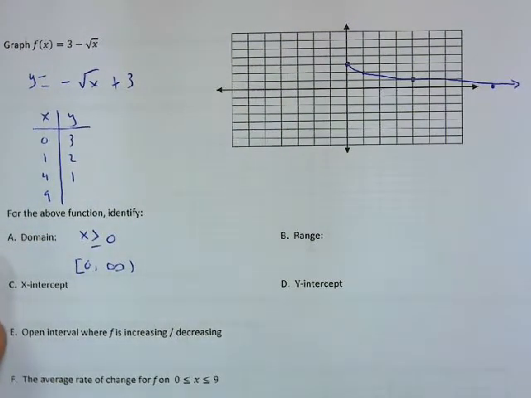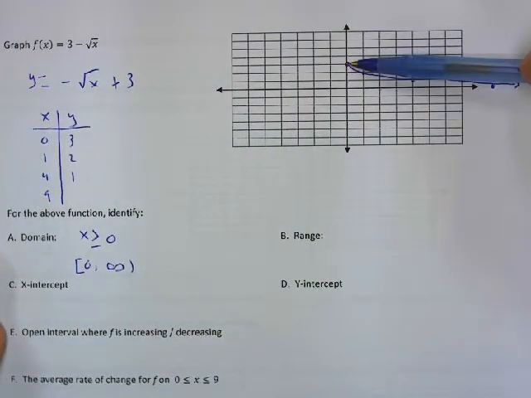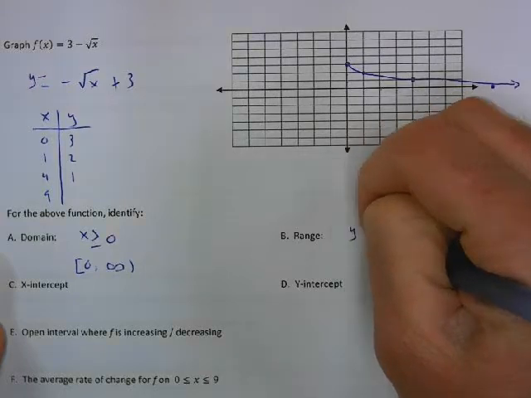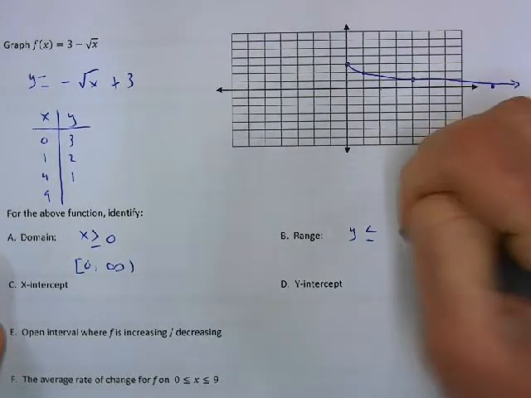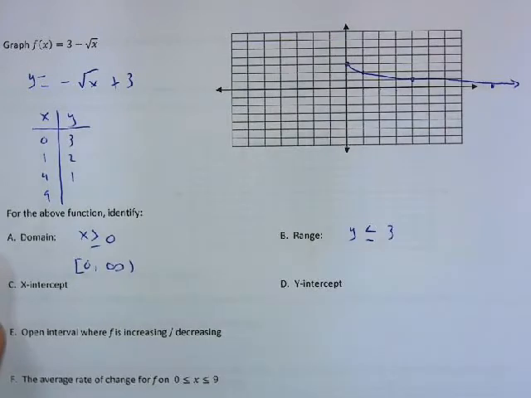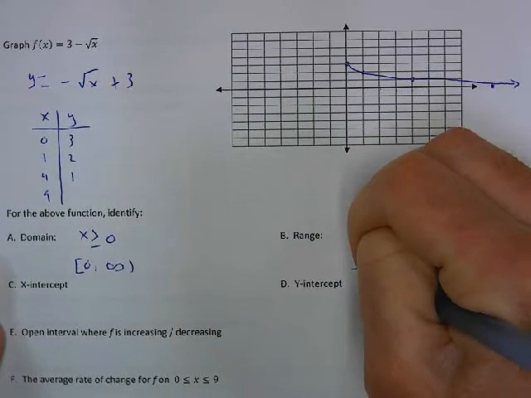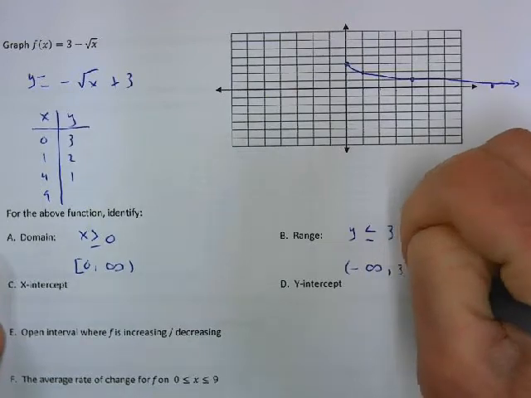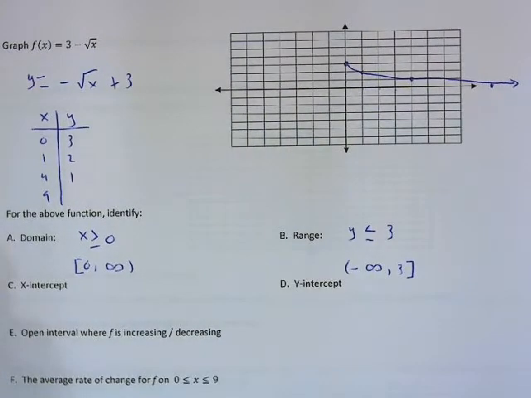What's the range? What can my y values be? Well, since it's going down forever this time, what's the highest point? Well, positive 3, so it goes from 3 to negative infinity. So we can write that 2 different ways. We can say that y is less than or equal to positive 3. Or in interval notation, now remember with interval notation we always want the smallest number first, so we can say it goes from negative infinity up to positive 3. And brackets around the 3.